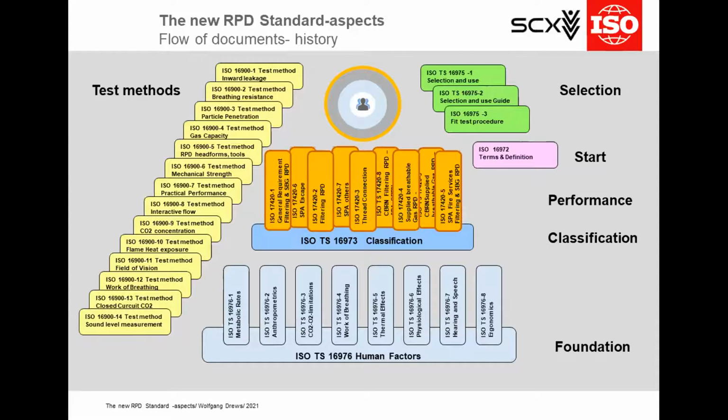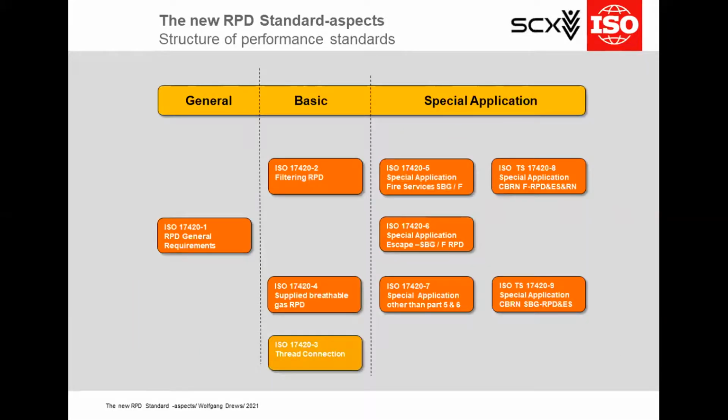Very essential is then the selection process, because that ties into taking the right RPD for the use. And that gives me the overview of the structure of the performance documents. You have a general document, it's 17420 part 1, followed by the basics, the filtering RPD, part 2. Then part 3 is the thread connection between the respiratory interface and the filters. And part 4 is the supplied breathable gas.